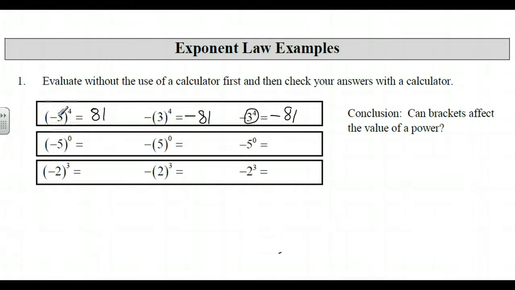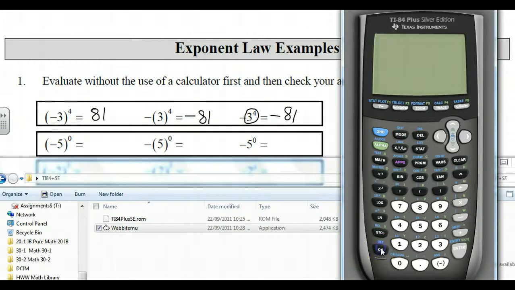I'm going to pause, bring up a calculator. Okay, here's my calculator. Let's turn that on. Let's clear this. So I'm going to go bracket negative 3, close bracket, to the power of 4, hit enter, 81. Negative bracket 3 bracket to the power of 4, negative 81. Negative 3 to the power of 4, again, negative 81.